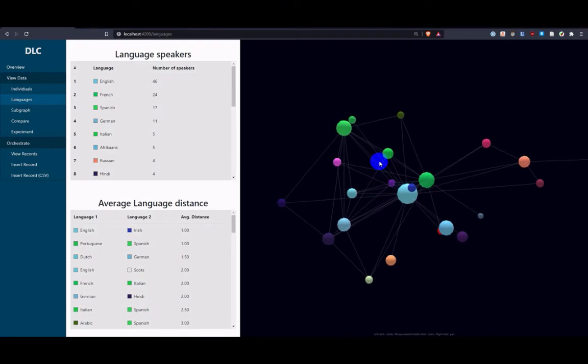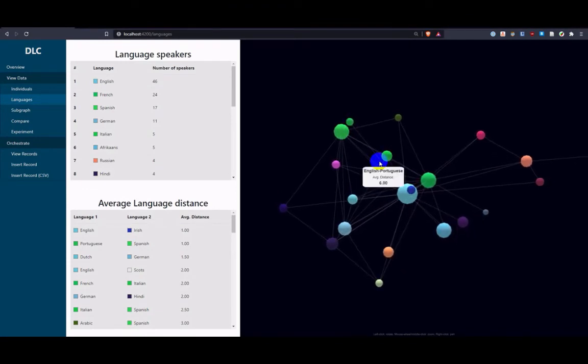The second ability our software has is that it enables us to visualize the global dataset of respondents in terms of the languages they speak and the average distance between these languages as reported by the respondents. Here on the side, we have a listing of the languages represented and the number of speakers of each individual language, as well as the average distance between each single language represented.